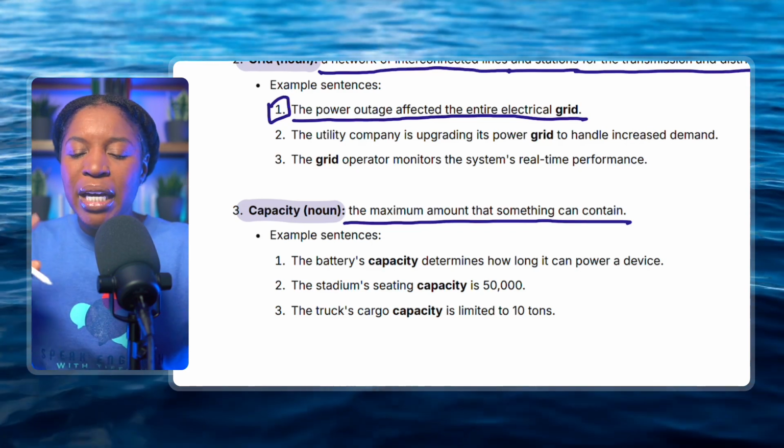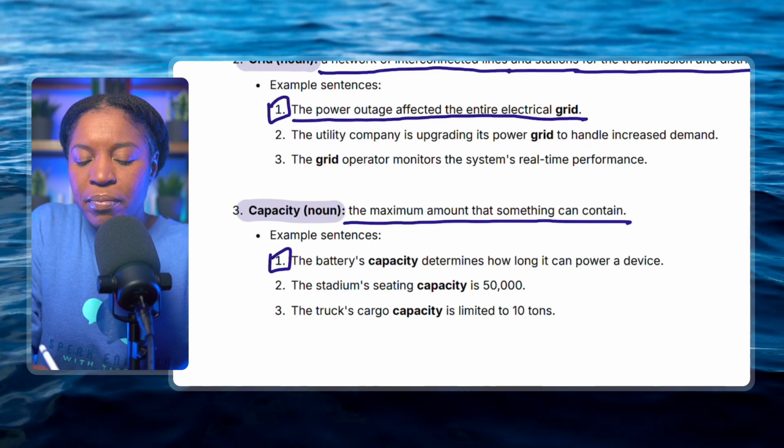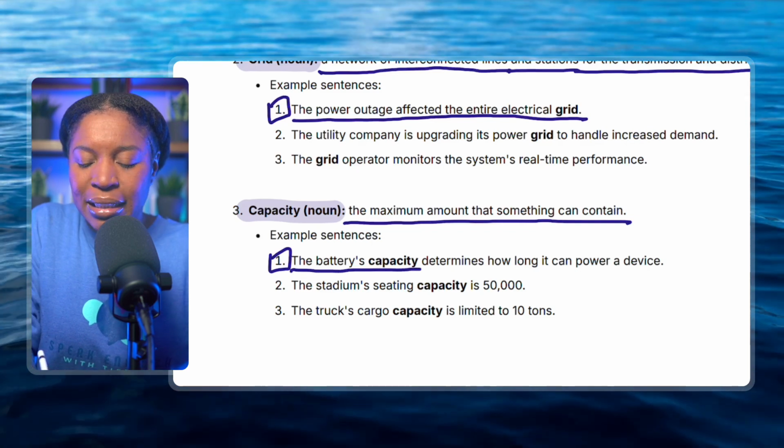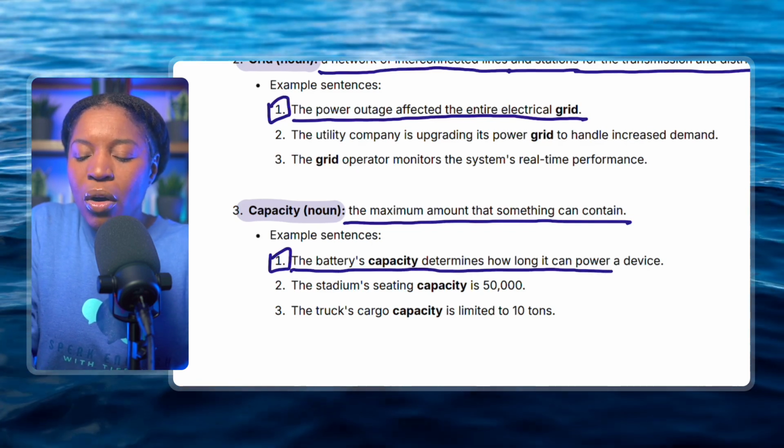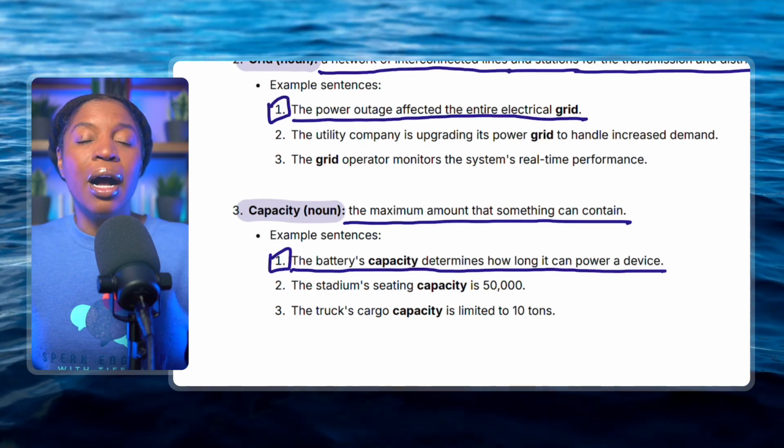All right, so check out this example sentence. The battery's capacity determines how long it can power a device. Again, the battery's capacity. So we understand what this term means. Now let me give you 3 situations in which you can use the term capacity. Here's the first one, a moving day dilemma.